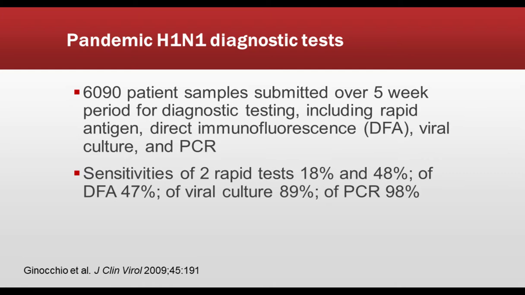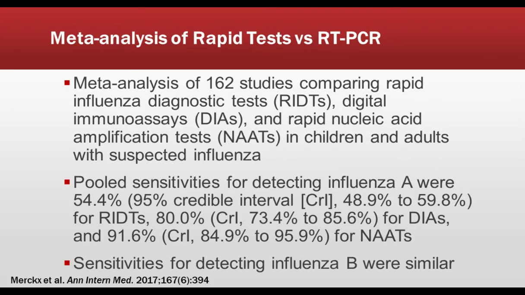The sensitivities of the two rapid tests were 18% and 48% respectively. In other words, one of the rapid tests missed more than 80% of the positives. The other missed more than half. DFA missed half the positive influenzas. Viral culture got 90% of them. But as I said, molecular testing, PCR, was the gold standard. And I think that the 2009 H1N1 outbreak really drove molecular respiratory testing in general, and appropriately so.